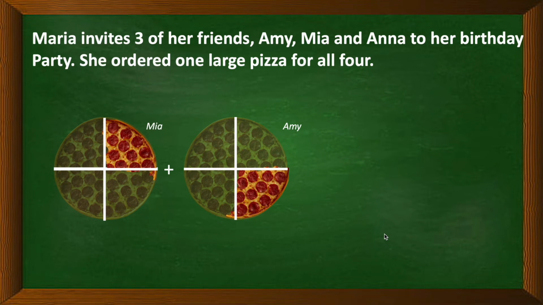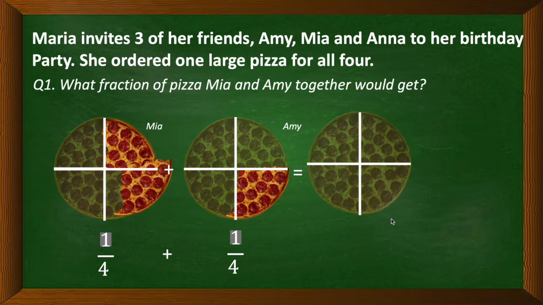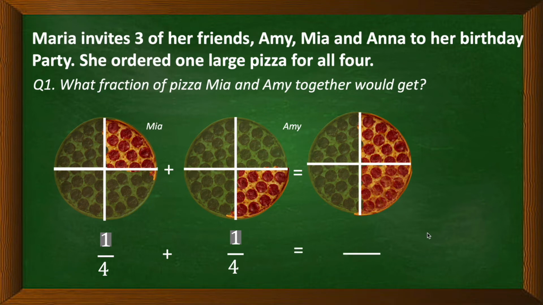Now let's extend our question and find out what fraction of pizza Mia and Amy together would get. Previously, we found out that each one is going to get 1/4 of the pizza. Mia would get 1/4 and Amy would get another 1/4. So what fraction of pizza would Mia and Amy together get? We just simply add these two fractions. And our resulting fraction is going to look like this. And how do we represent this as a fraction? So first we write the denominator. So the denominator is the total number of equal parts in one whole.